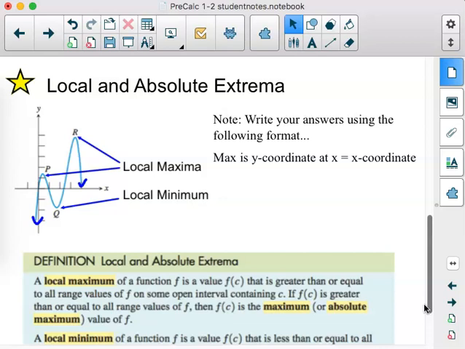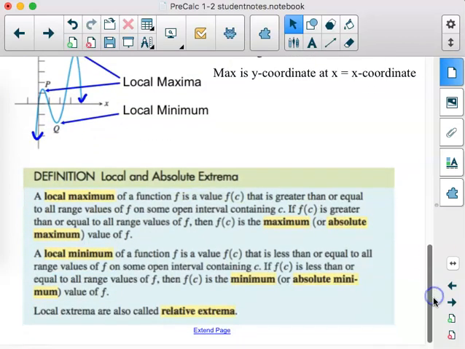So like I said, it can be local if you're just talking about an interval. It also might be an absolute, depending on whether or not you're going to talk about the entire graph as you go through it. So that's what they're going to explain in the little math box here. Local and absolute extrema. A local maximum of a function f is a value f of c that is greater than or equal to all range values of f for some open interval containing c. So you define that. Do you want the whole graph? Do you want to talk about all x's? Or do you just want to talk about a portion of it so that you can find that local maximum?